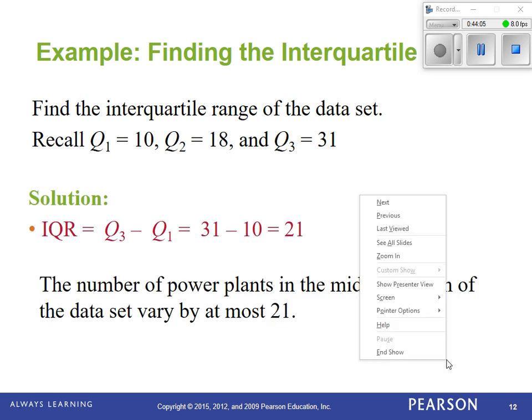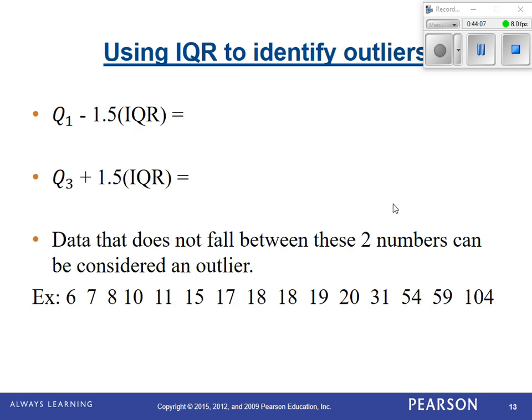Nothing really hard about it. Now, using the interquartile range to identify outliers: you can find outliers in a set of data by using these two formulas. If we use those two formulas, it tells us if a number is going to be considered an outlier or not. I'll show you here in just a second.